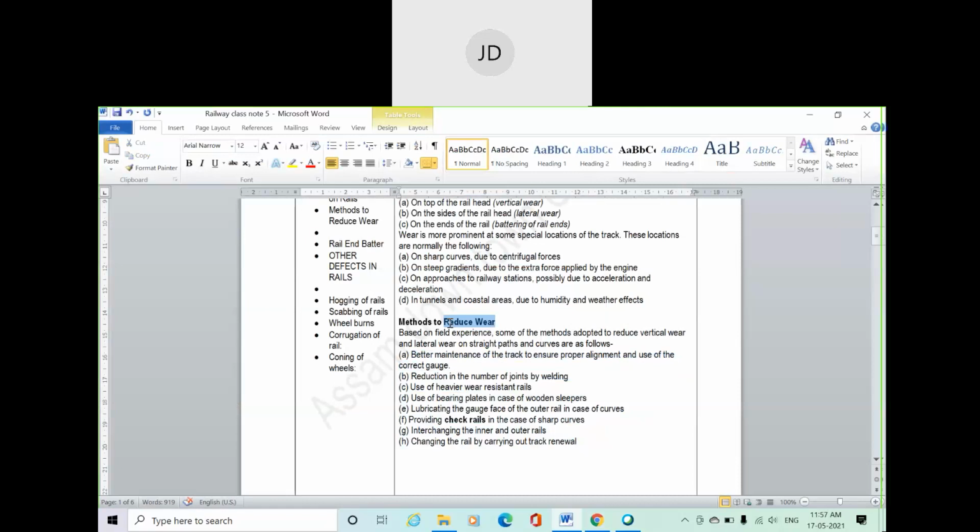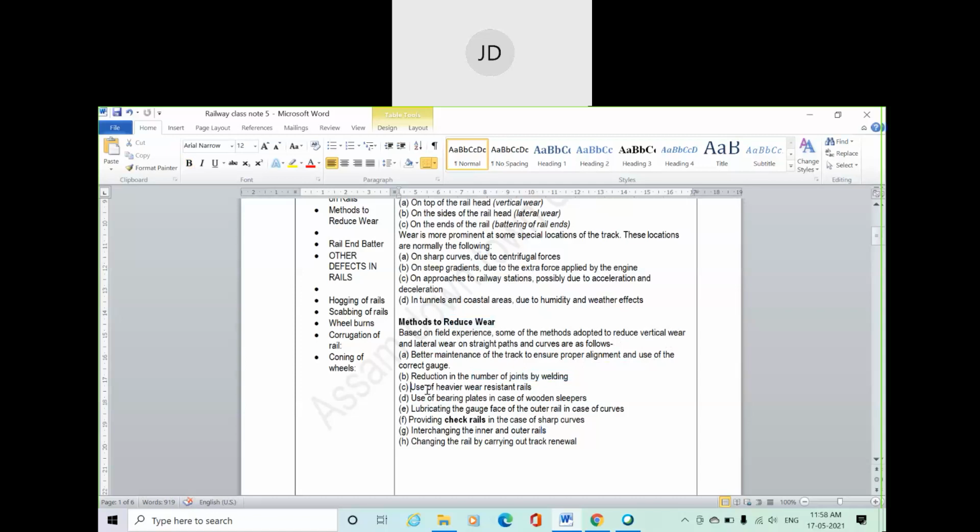And by reducing the number of joints by welding. That means if you go for welding the joint, there is no need for adding a fishing plate or something like that, and it removes the bolting and joint. It behaves like one single rail, so by reducing the joints, which is done by welding, we can minimize the rail wear also.